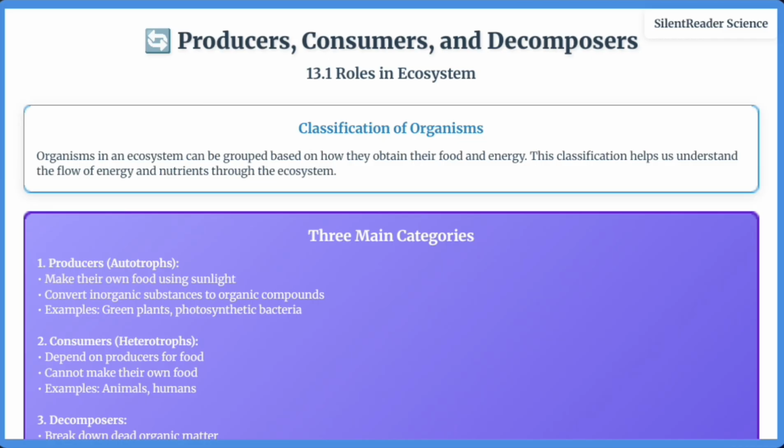Consumers, or heterotrophs, are organisms that cannot make their own food and depend on producers either directly or indirectly for their sustenance. Consumers can be further classified as herbivores that eat only plants, carnivores that eat only other animals, omnivores that eat both plants and animals, and parasites that live on or in other organisms and feed from them. Decomposers are microorganisms like bacteria and fungi that break down dead organic matter and waste products, recycling nutrients back into the soil for plants to use again.